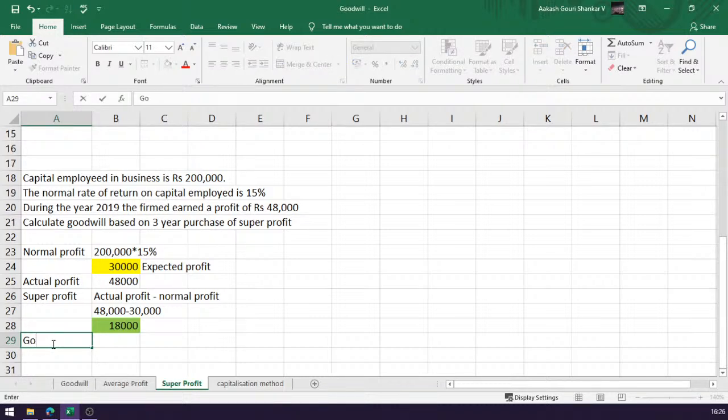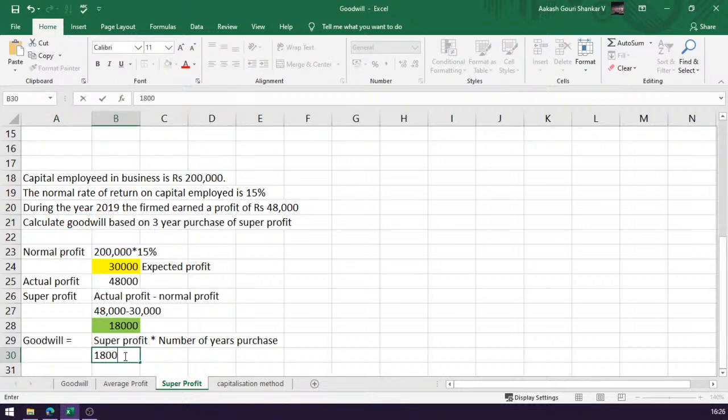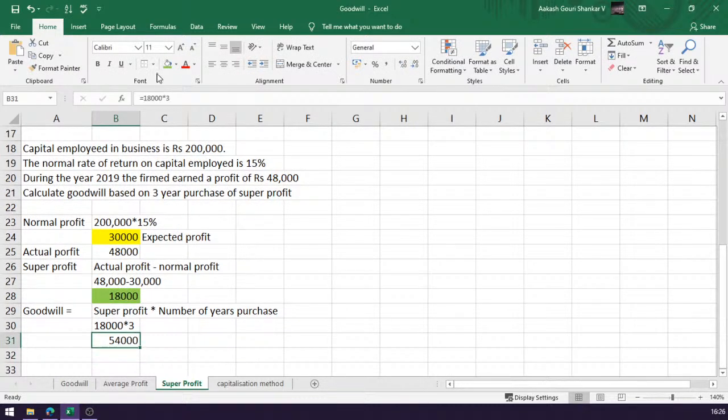So the goodwill equal to super profit into number of years purchase. As you can see this, the number of years purchase is 3 years. Our goodwill will be super profit, that is 18,000 multiplied by 3 years of purchase. So our total value will be 18,000 into 3. The value of the goodwill will be 54,000 rupees.